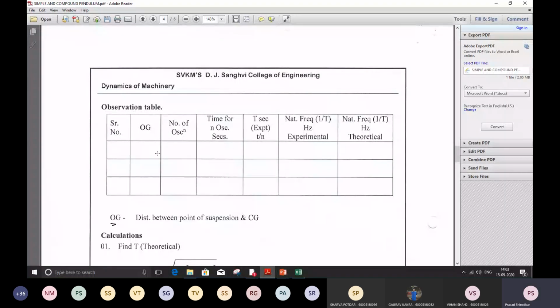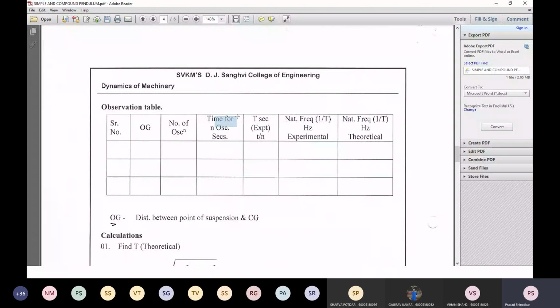Okay, fill in all the data that you can calculate at this moment. You cannot calculate the time period for oscillations, that is the time period for n oscillations, and the experimental natural frequency. These three columns, that is column number 4th, 5th, 6th, you cannot calculate. You can calculate the 7th column, that is natural frequency theoretical.